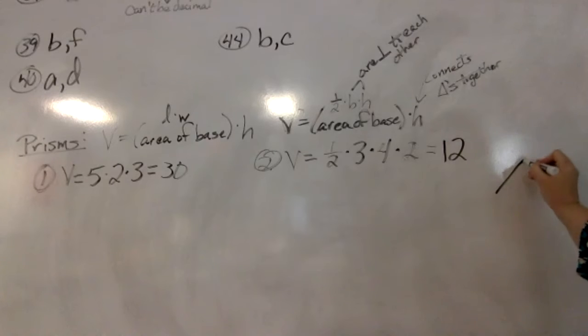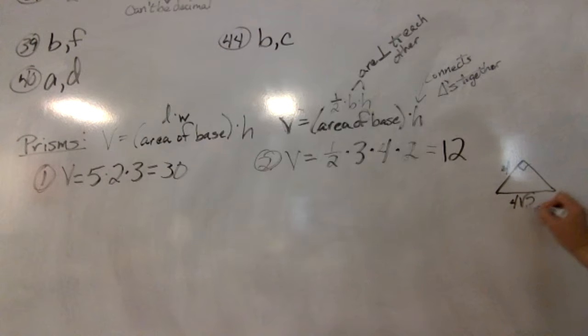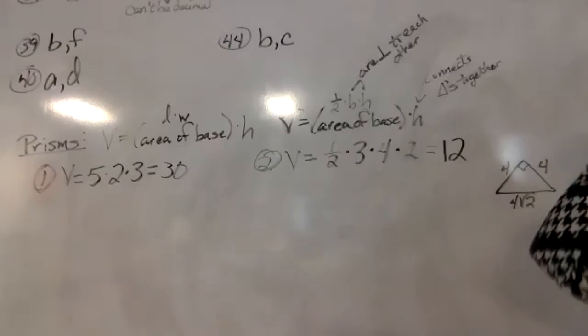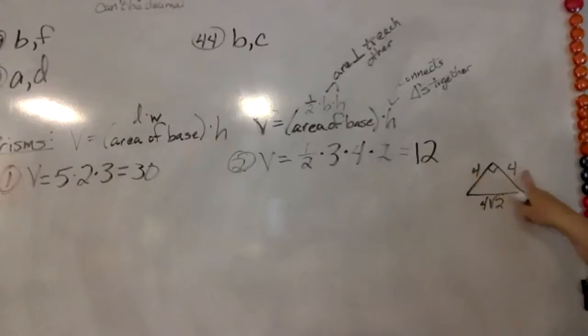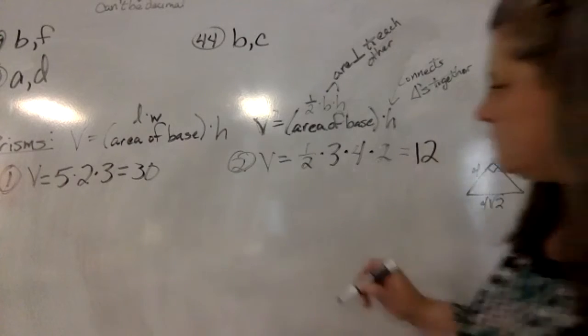Same measurement. In this picture, this is 4, this is square root of 2, so this side over here will also be 4. It's a 45, 45, 90 triangle, okay? The base and the height of the triangle, the two that make the right angle, are both going to be 4. The hypotenuse was 4 square root of 2.